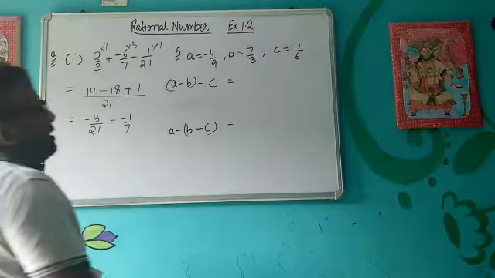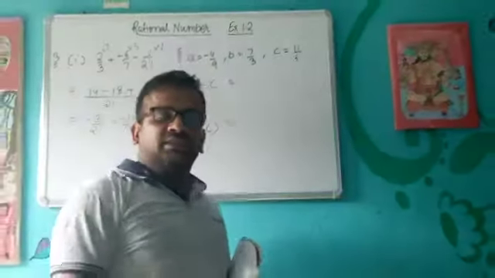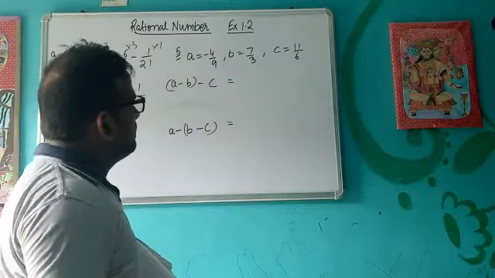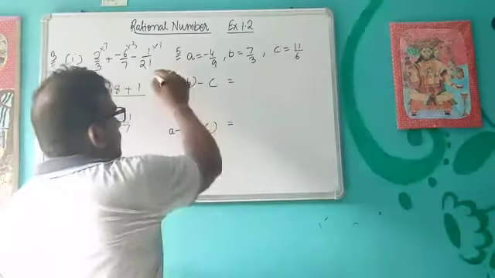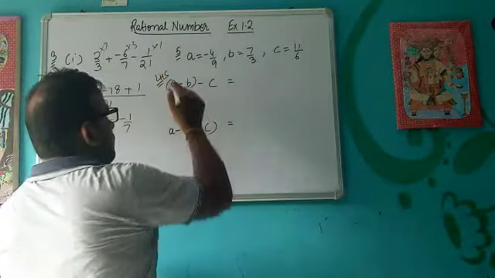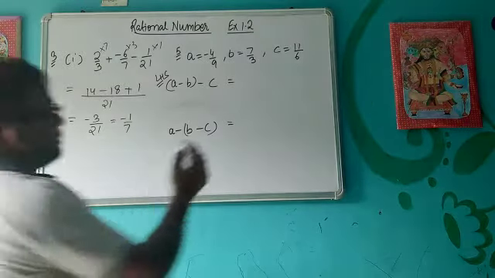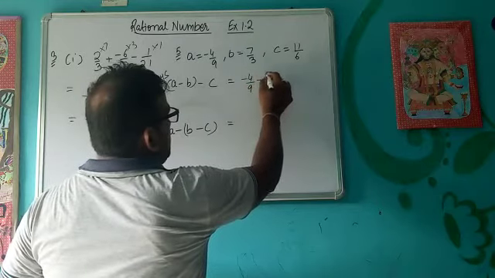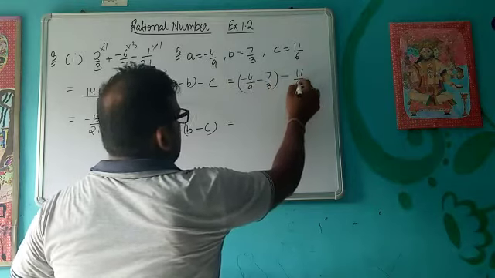Then we have to prove that the associative property does not exist in the case of subtraction. So for that we have to prove these two are not equal to each other. So first we will calculate this left hand side value. So what is A? Minus 4 upon 9. What is B? 7 upon 3. And C is 11 upon 6.